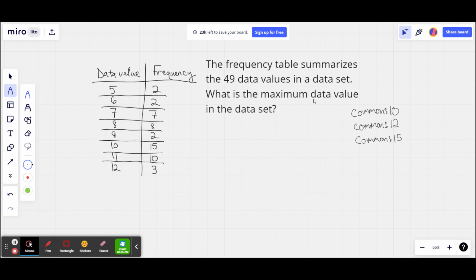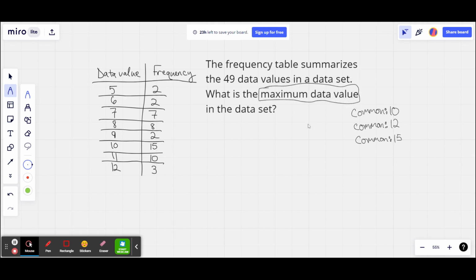Now, it says the frequency table summarizes 49 data values in a data set. What is the maximum data value in the data set? Always when looking at SAT problems, really important to figure out keywords. What is it that we're actually being told to look for? And it says the maximum data value.